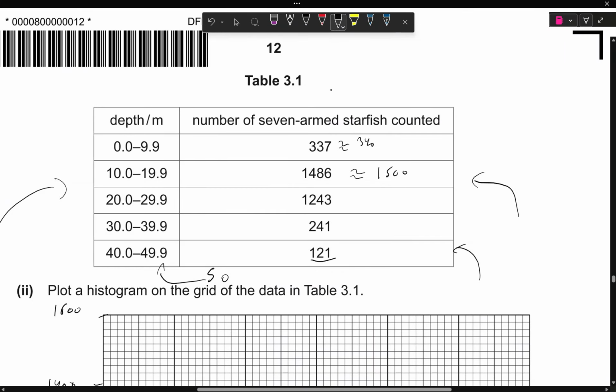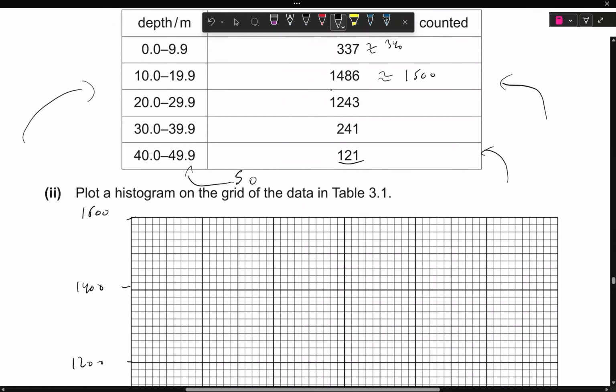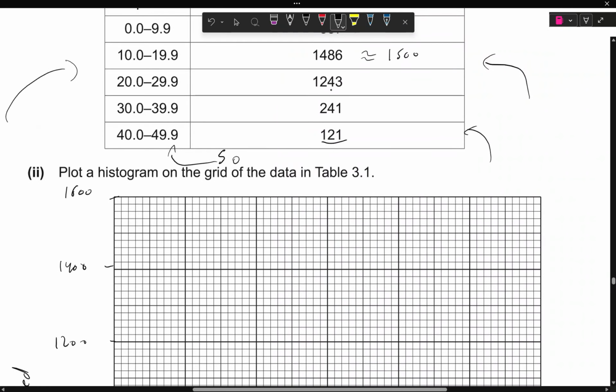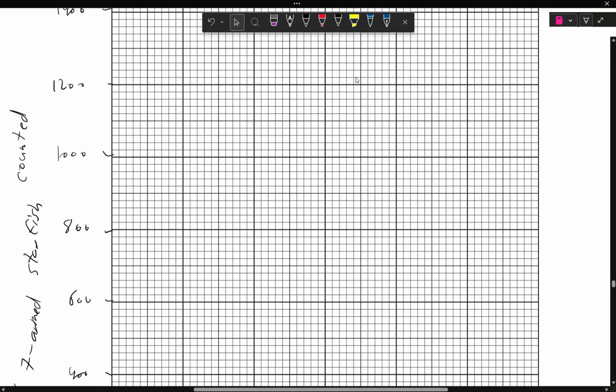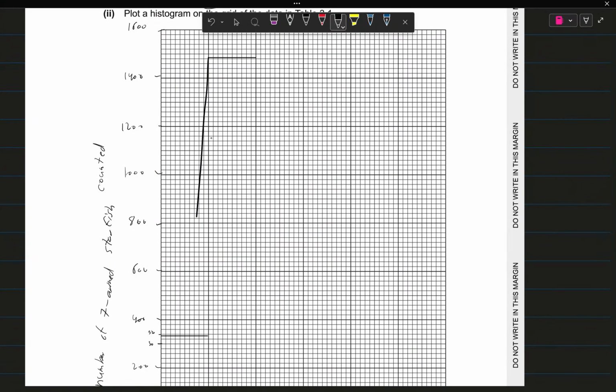So we have 1486. Okay, so that will be here, this part here. So 1400, 420, 440, 460, and 480. Now this here will be 490, so it's just around here. So you draw like so. Okay, so we're done with that. And then of course you have to connect them both, so you draw a vertical line.